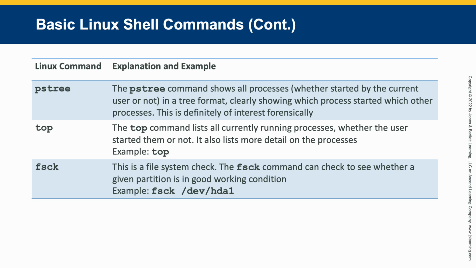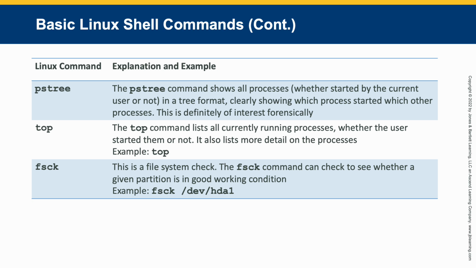The pstree command shows all processes, whether started by the current user or not, in a tree format, clearly showing which process started which other processes. This is definitely of interest forensically. top, the top command lists all currently running processes, whether the user started them or not. It also lists more detail on the processes. Example is the simple top command.